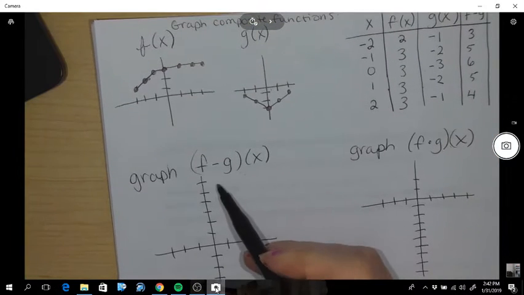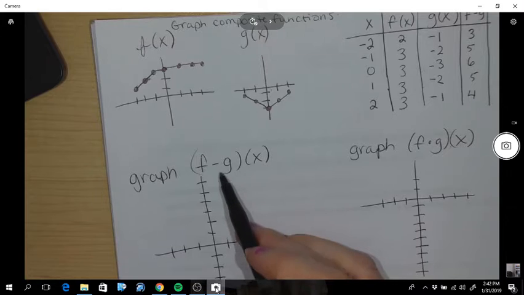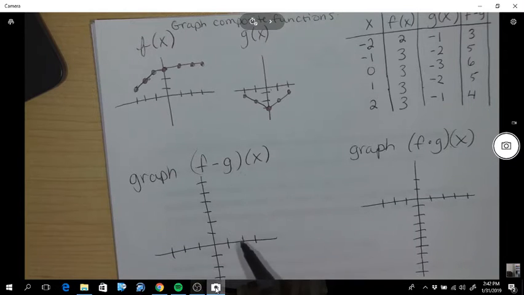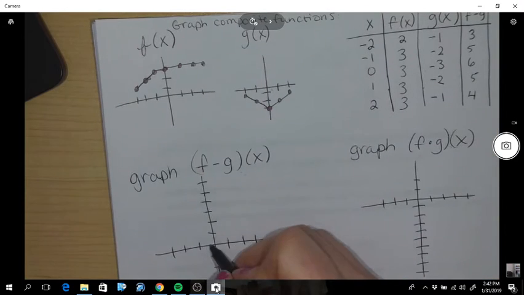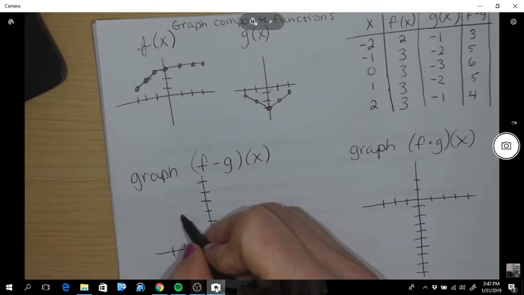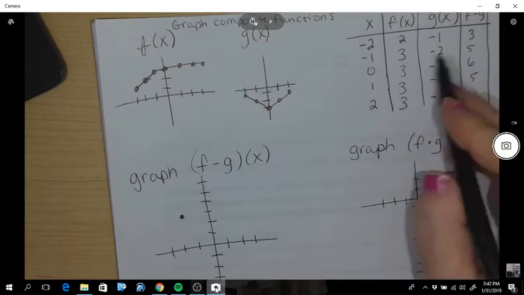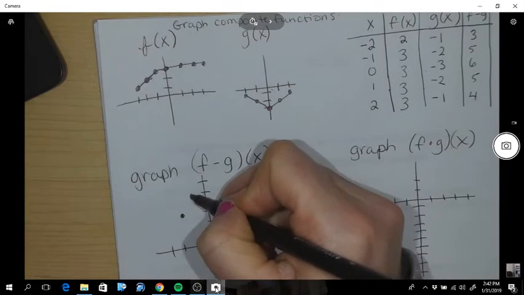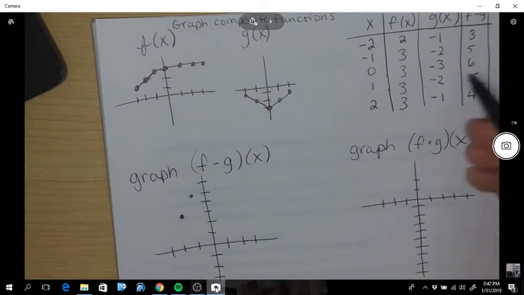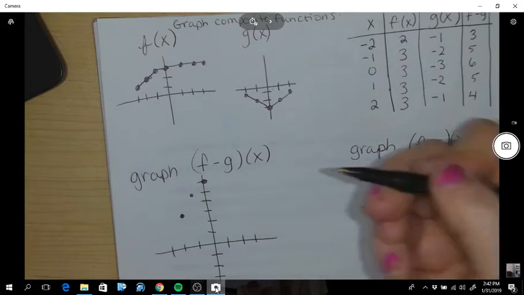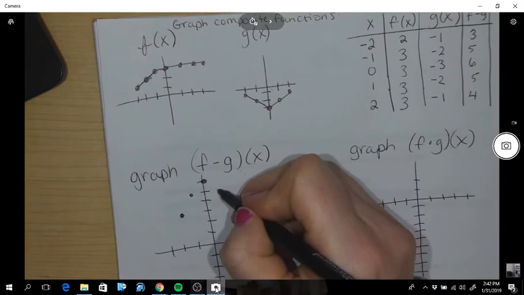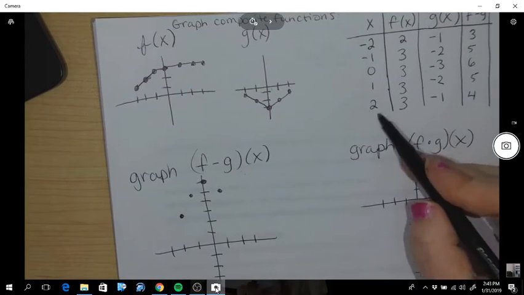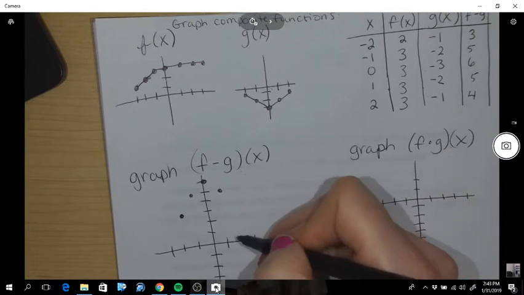Okay, so if I'm graphing this composite function f minus g of x, I'm going to graph the points -2, 3, -1, 5, 0, 6, and 1, 5, and 2, 4.